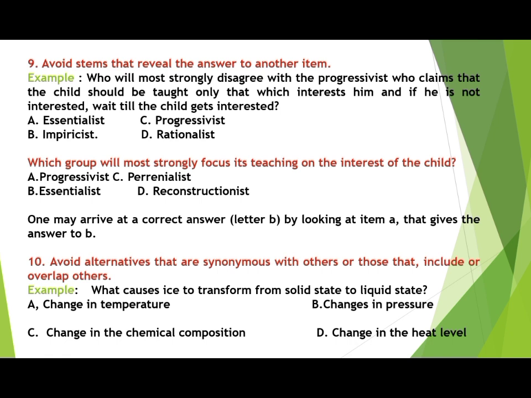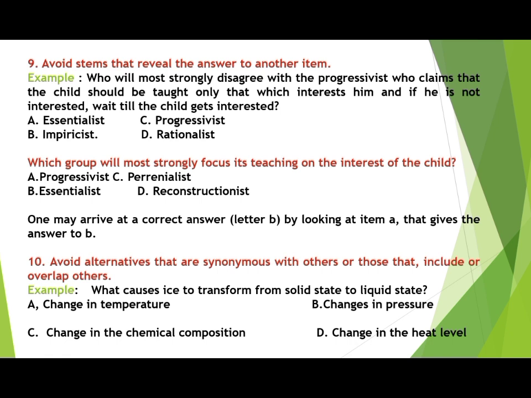So, they should really be different. Guideline number 10: avoid alternatives that are synonymous with others or those that include or overlap others. Example, what causes ice to transform from solid state to liquid state? So guys, avoid the use of synonyms, because giving two answers to one item, one question, is not allowed. There should be only one answer. For example, change in temperature, change in pressure, chemical composition, change in heat level. Change in temperature and change in heat level are the same, which is wrong and should be avoided.